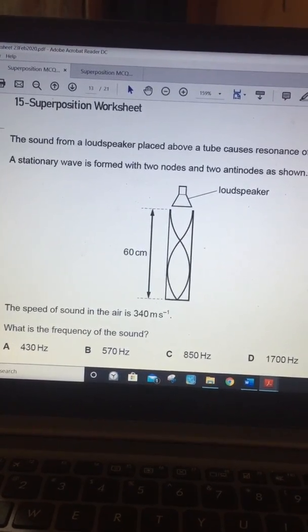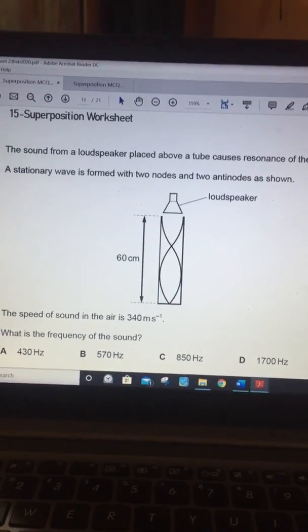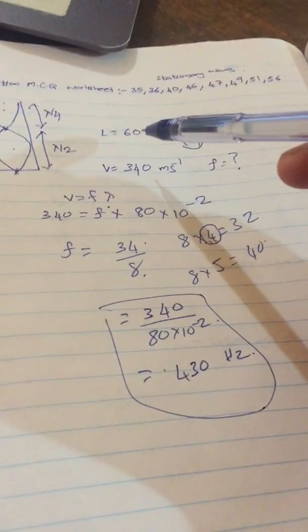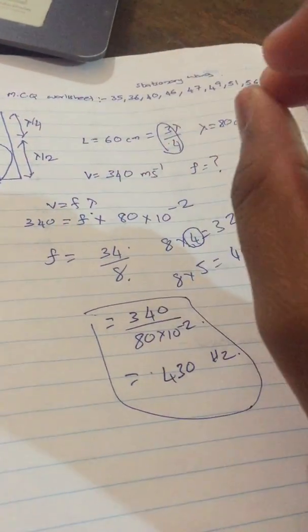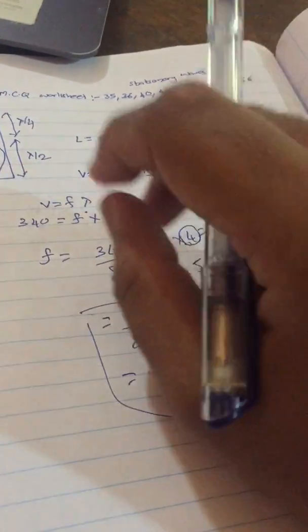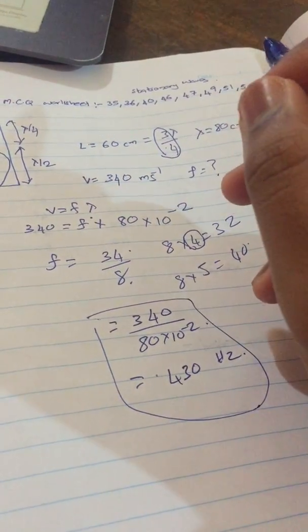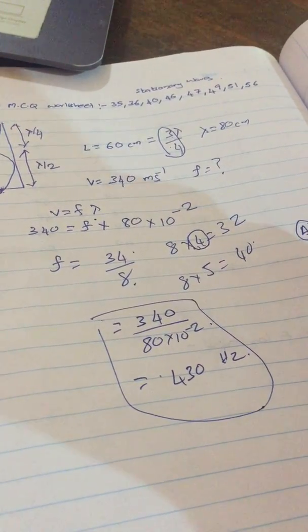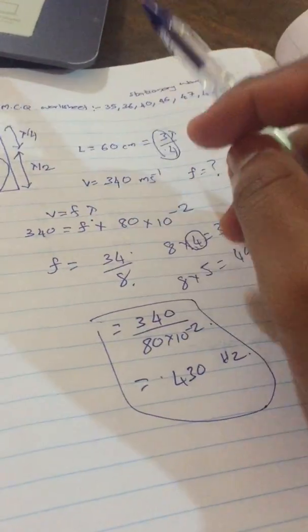So what I'm trying to say is there's no need to do this part. In fact, none of this writing is needed. You just have to do the entire thing within your mind, and it is simple to do. The numbers are easy. So 3/4 is 60. From that you understand that 1/4 is 20, which is 60 divided by 3, and from that you understand that the wavelength is 80, and then 34 divided by 8 means the first digit is 4. That gives you answer A.